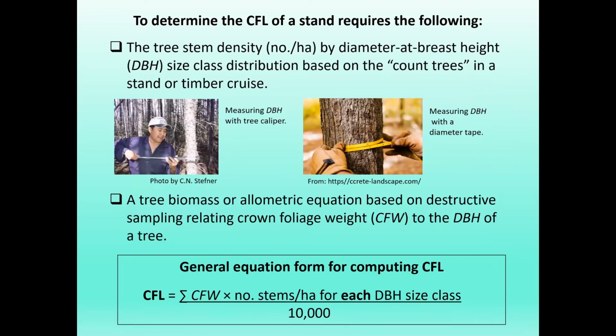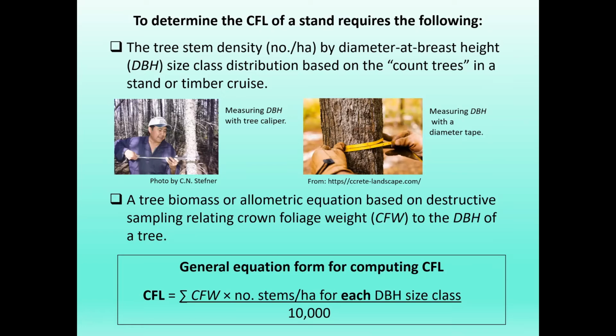To determine the canopy fuel load of a stand requires the following: the tree's stem density by diameter at breast height size class distribution based on the count trees in a stand or timber cruise. Also, a tree biomass or allometric equation based on destructive sampling relating crown foliage weight to the DBH of a tree.